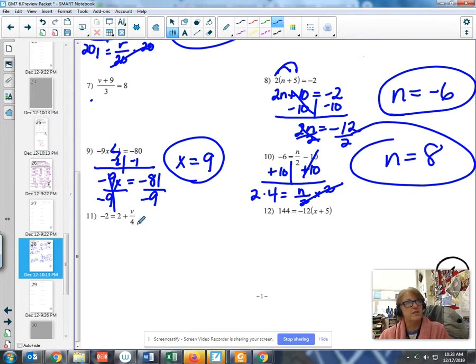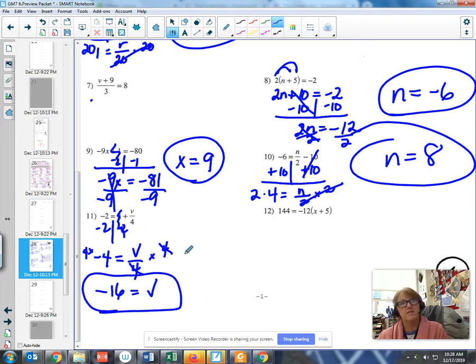The last 2 on this page, first of all, subtract 2 from each side so that you wipe that out. Careful, this gives you -4 equals v divided by 4. Your answer isn't going to be 1 or -1. Then what you need to do to counteract that division is multiply both sides by 4. Your final answer should be -16.